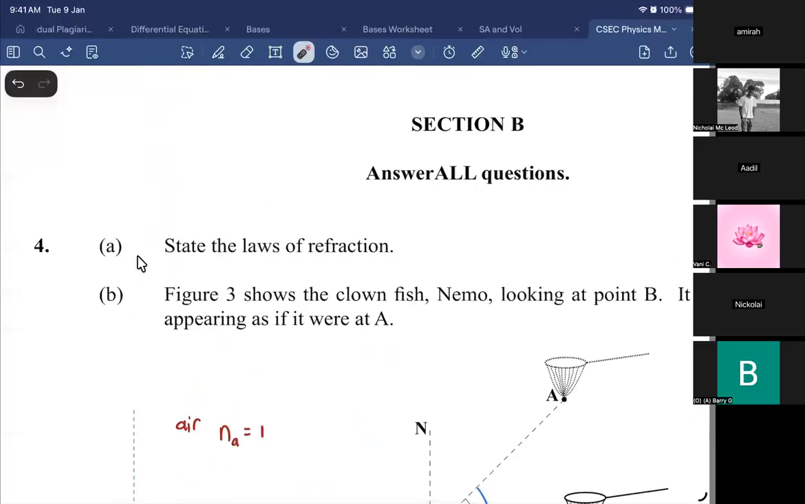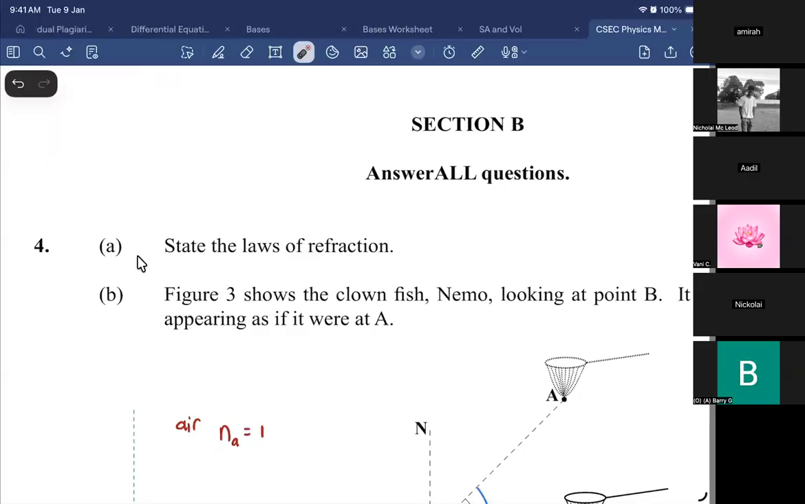Just asking, do you all remember the laws of refraction? Yes or no? The normal is perpendicular to the boundary line. That's one. The light waves bend when they pass through a different medium.